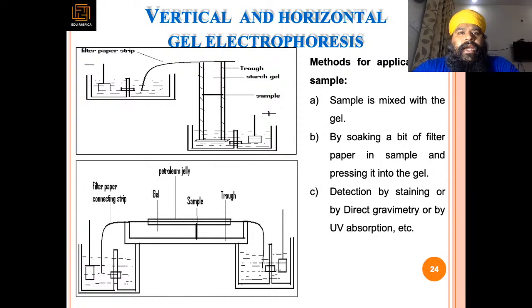So this is vertical and horizontal gel electrophoresis, how it is done: up is the vertical one, this is the horizontal. Here we have a trough which holds the starch gel and sample. They will be over this filter paper, and this will be a filter paper connecting strip. This is the method for application of sample. The sample is mixed in the gel, by soaking a bit of filter paper in the sample and pressing it into the gel, and detection by staining, direct densitometry or UV absorption is done.